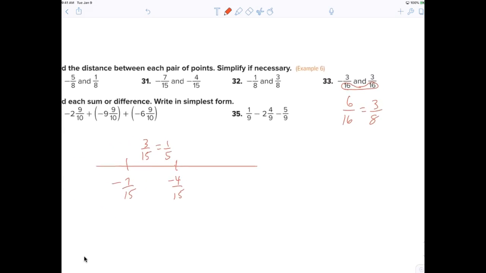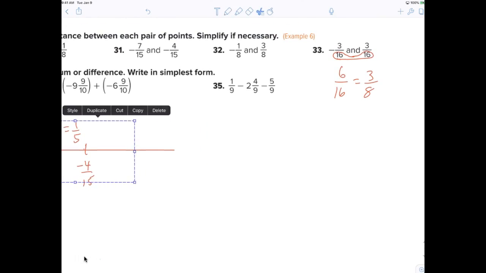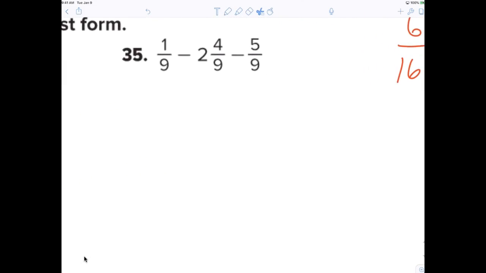Xavier, 35, buddy. How do you want to handle this one? This one's kind of a tricky one, and I feel like if you know how to do this one, you're in pretty good shape. What are you thinking, Xavier? You got the hard one. Well, I'm just going to add the two. How much would that be? Actually, I would add 1/9.